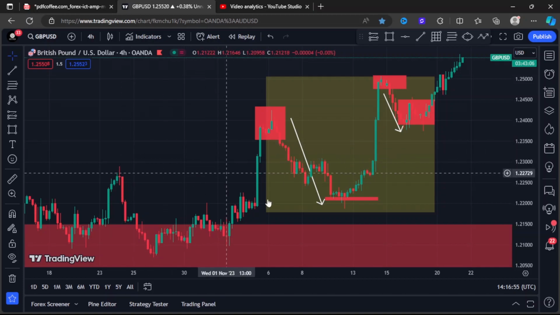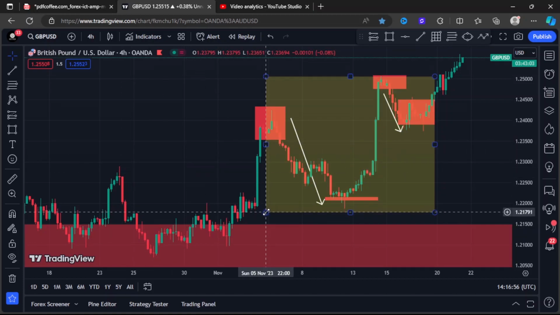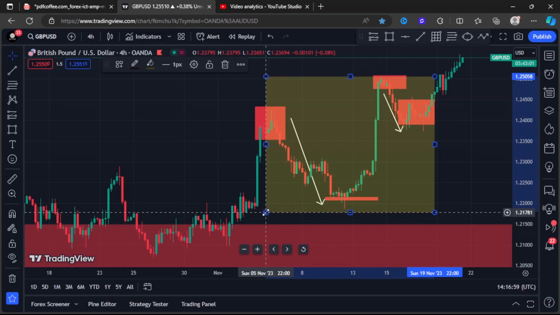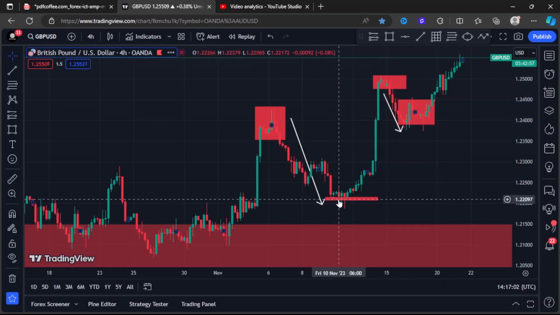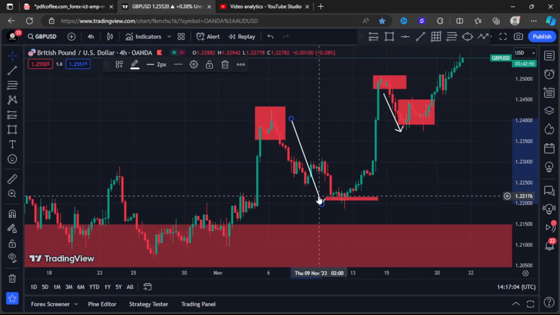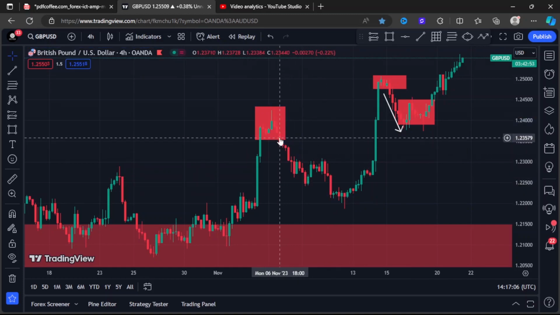Okay, so I think this is the chart I had for our previous video on the power of three. So I'm going to reset this, then we can find more.